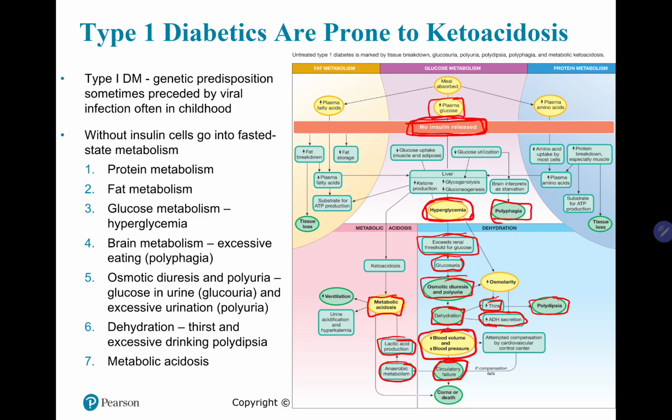Unfortunately, also, because you're not utilizing glucose, those ketone bodies will increase. If you have too many ketones, we know that can lead to ketoacidosis. Ketoacidosis can also then lead to metabolic acidosis, which can ultimately lead to coma or death. So that's how a person with type 1 diabetes can develop the dehydration that we see and metabolic acidosis.